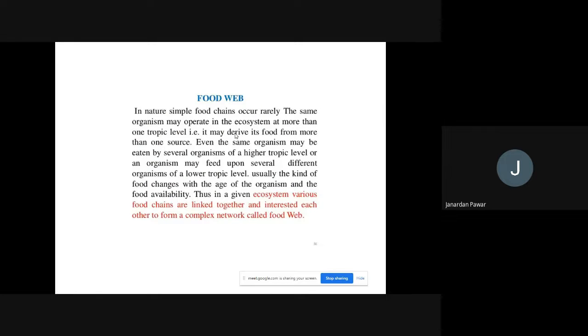Then the food web. We are going to understand the concept of the food web. Before telling you the concept of the food web, I would like to ask you: what do you know about the food web? Do you have any information about the food web? If you want to understand the concept of the food web, what is a food web? Do you know anything else about this food web?